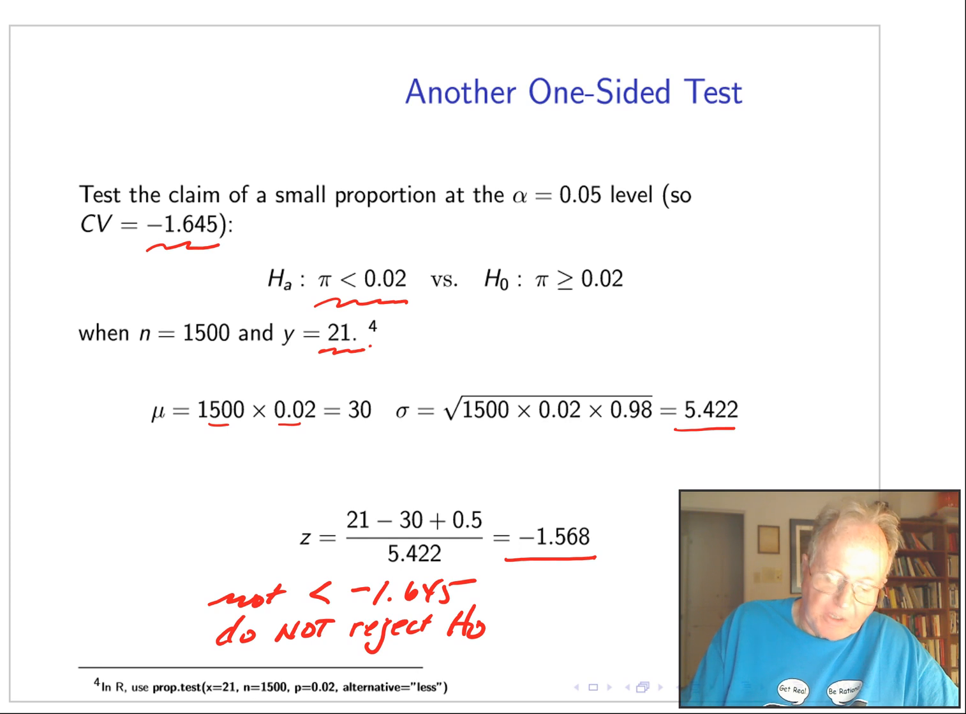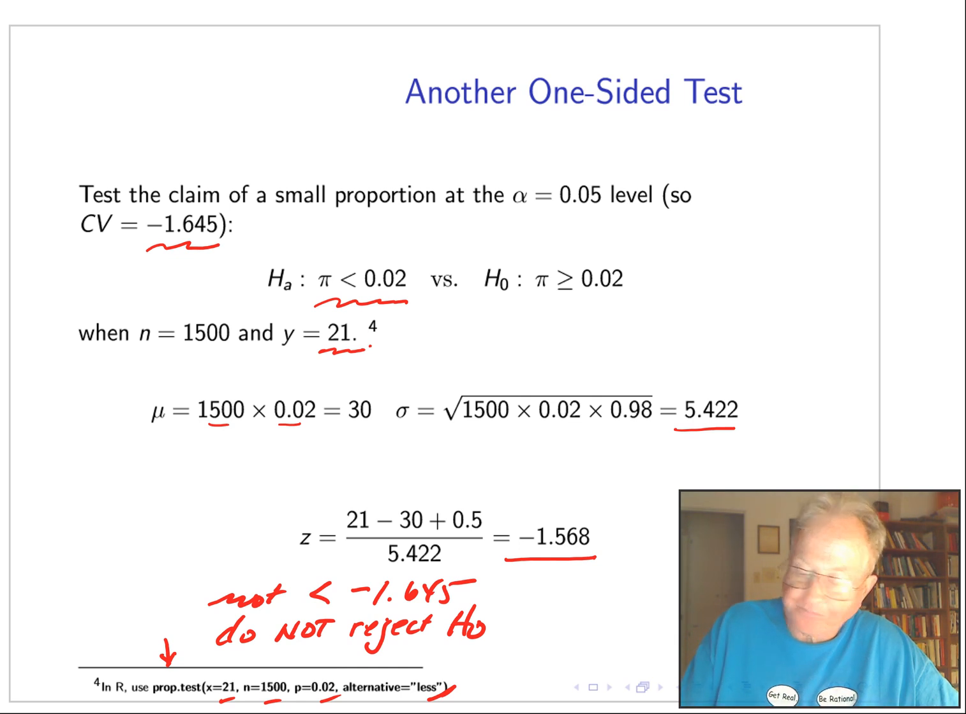Again, we can use prop.test in R with the successes, the sample size, the probability, and the less than alternative.